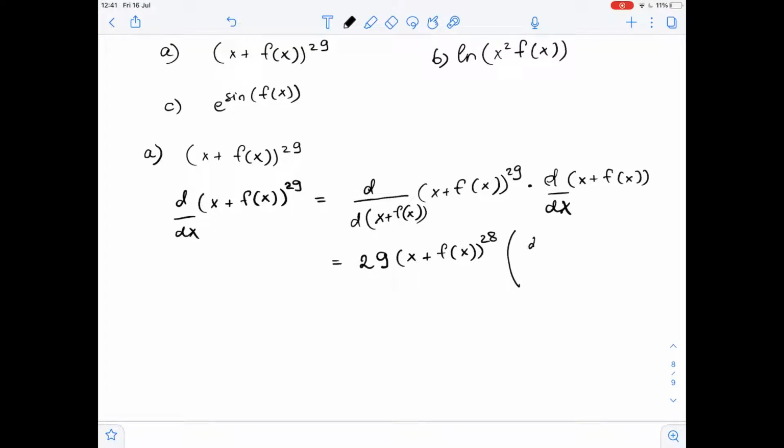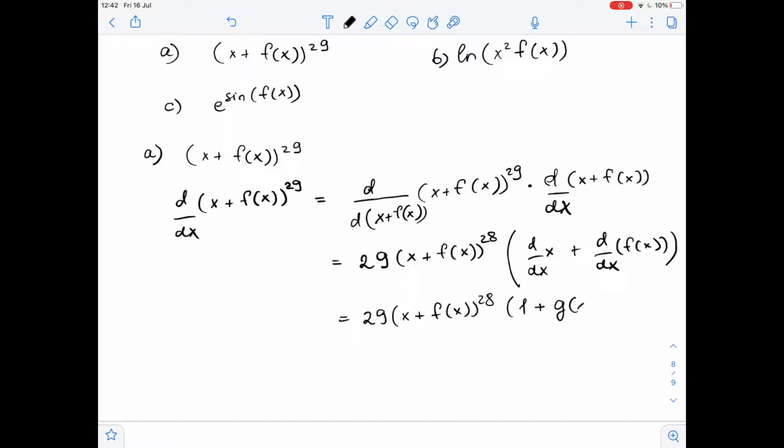multiplied by the sum of derivatives of x with respect to x and of f of x with respect to x. And this equals 29 times (x plus f of x) to the 28th power times 1 plus, so we know that the derivative of f of x with respect to x is g of x, so it's plus g of x here. So this is our final answer in part A.